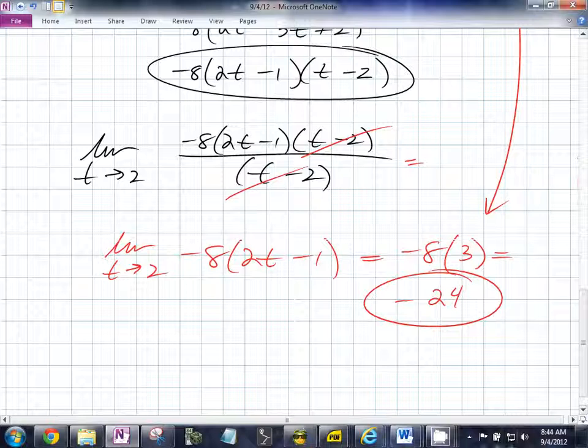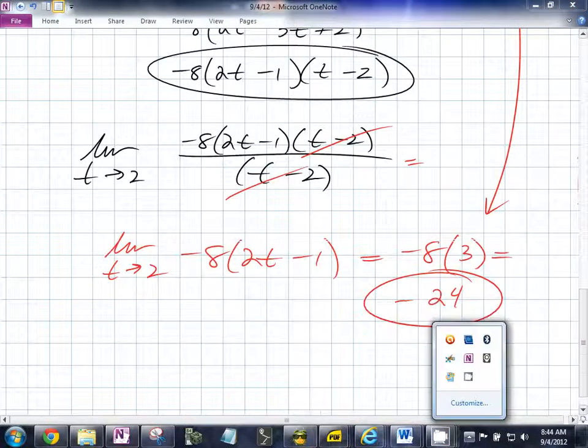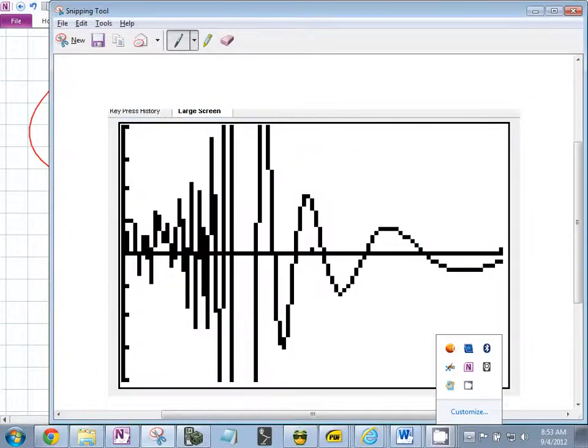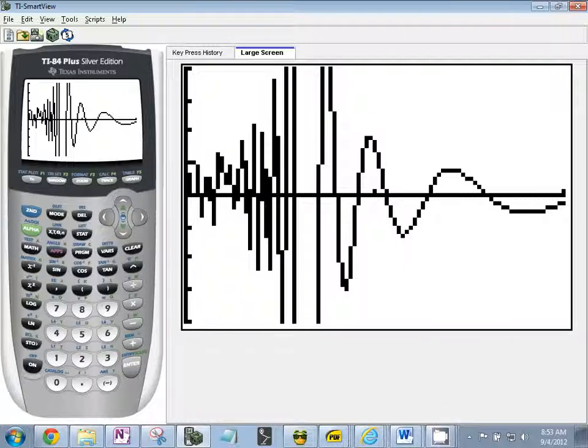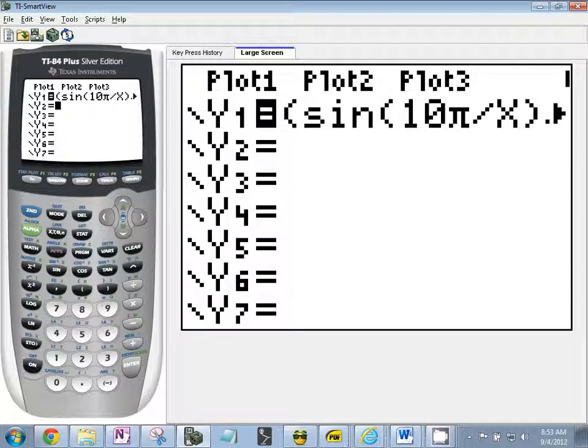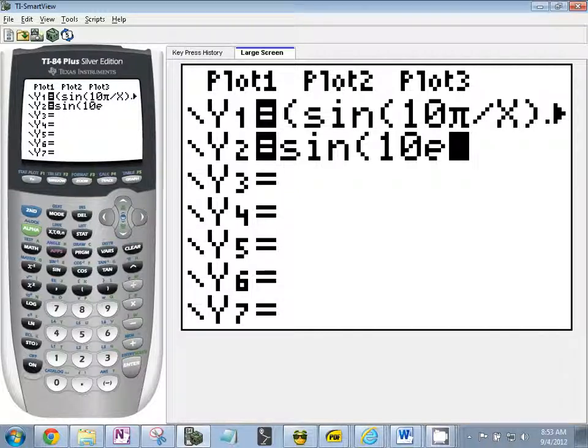Okay. So let's type in the actual function. Y equals, what was it? Sine of 10 pi divided by x. And let's turn off the other function. Have you seen how you can turn off a function? You turn off that equal sign. Have you seen that before? Let's graph this now and look what happens.